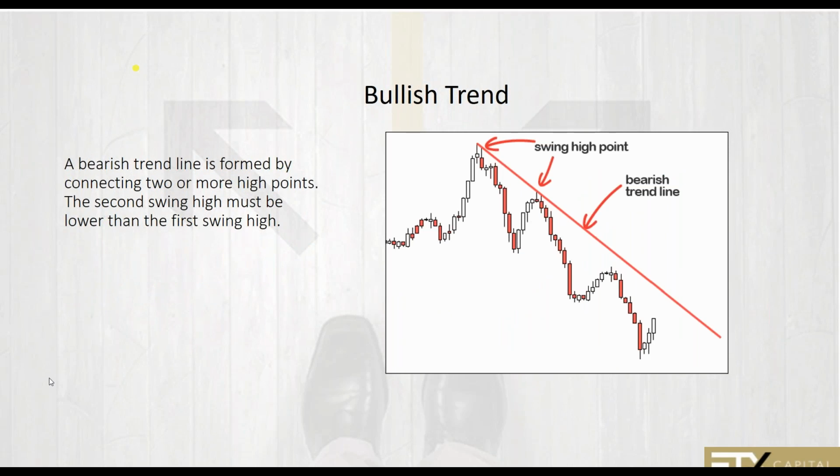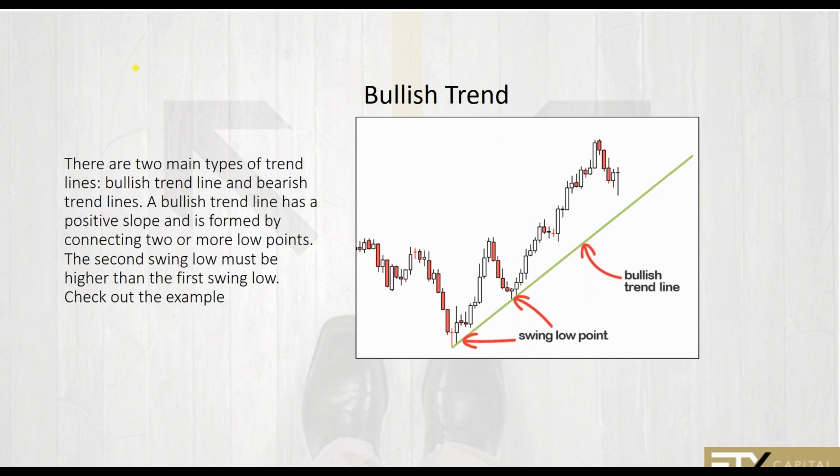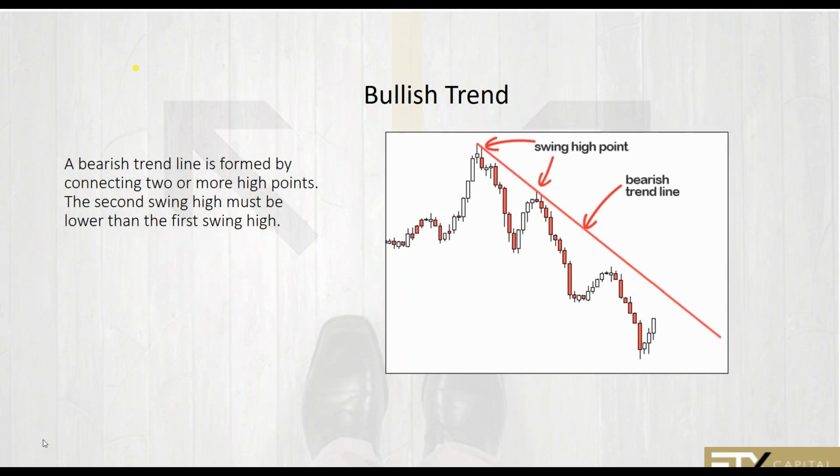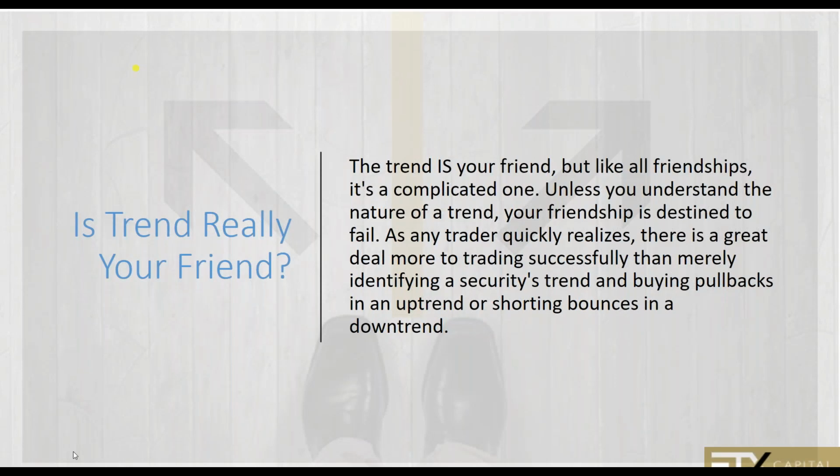So we have the same problem here that we just had on the Euro US dollar chart. Because the trend is your friend, but like all other friendships, it's a complicated one. Unless you understand the nature of a trend, your friendship is destined to fail. As many traders quickly realize, there is a great deal more to trading successfully than merely identifying a security's trend and buying pullbacks in an uptrend or shorting bounces in a downtrend.